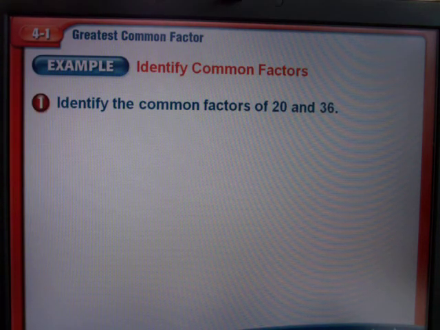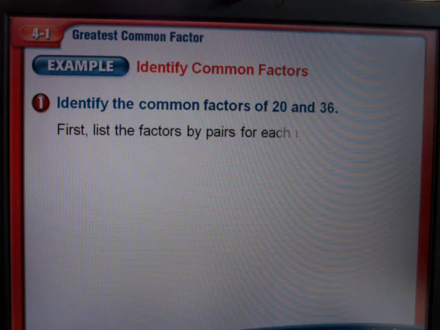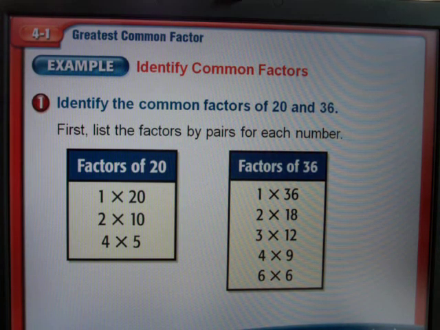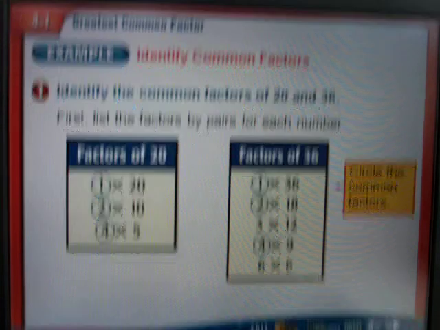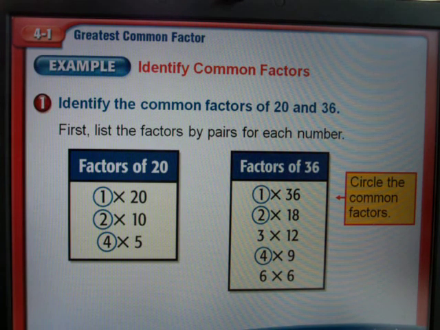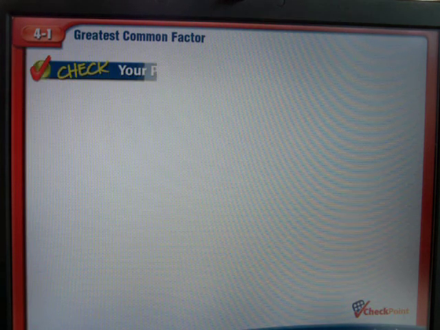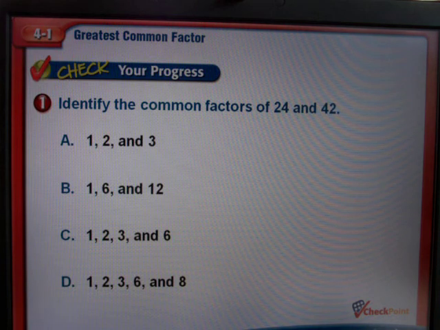So today we're going to identify some common factors of 20 and 36. We're just going to list the factors by pairs, and then identify the ones that are the same. Sorry about that. So the common factors are 1, 2, and 4. So now we're going to identify the common factors of 24 and 42.